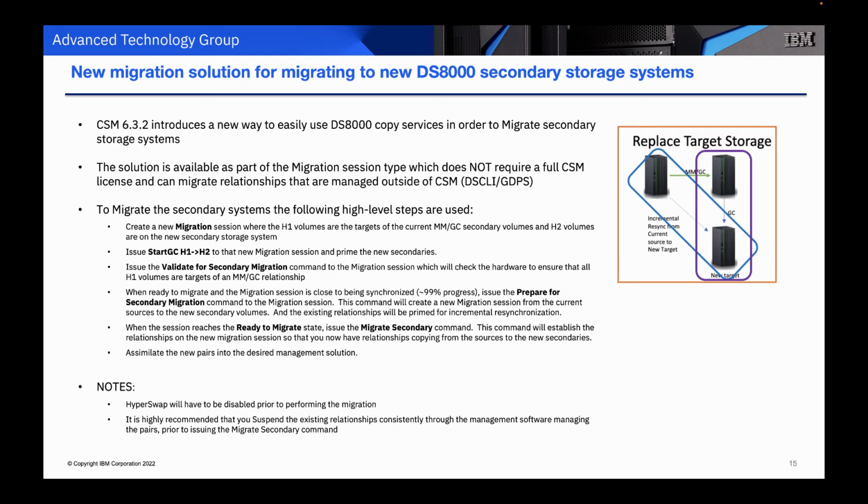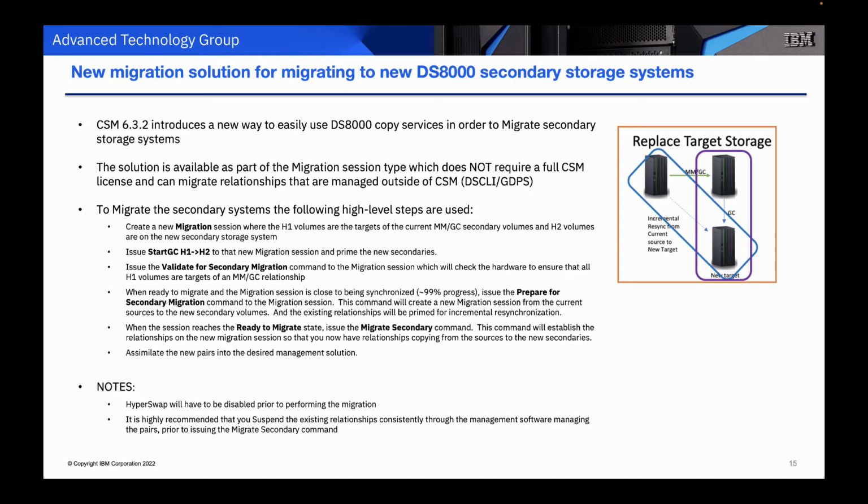All right, this next one is a new migration solution for moving your secondary storage systems to new storage systems. So say you want to upgrade your DS8000s, but you need to easily change the source replication that's going onto those set of secondary systems quickly so that you can have replication between the source and the new target boxes as soon as possible.